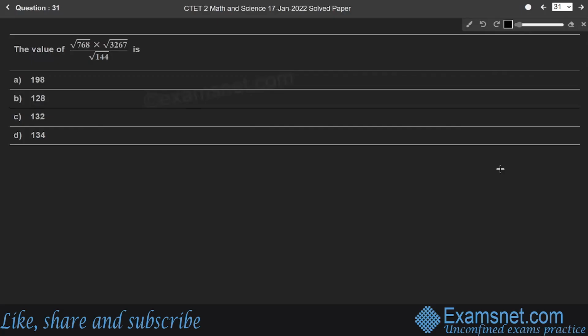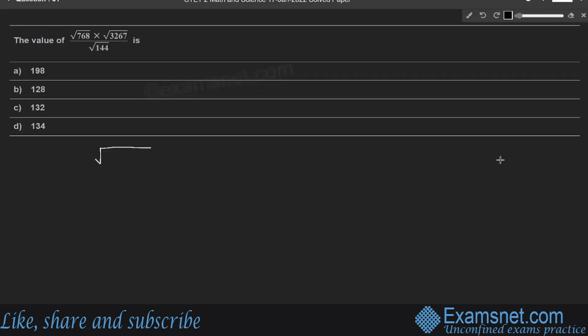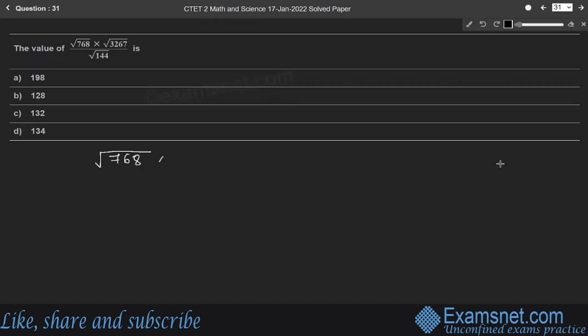Question 31. The value of square root of 768 into square root of 3267, whole divided by square root of 144, is. So the given expression is square root of 768 into root of 3267, whole divided by square root of 144. Here, let us write the prime factors of each number.